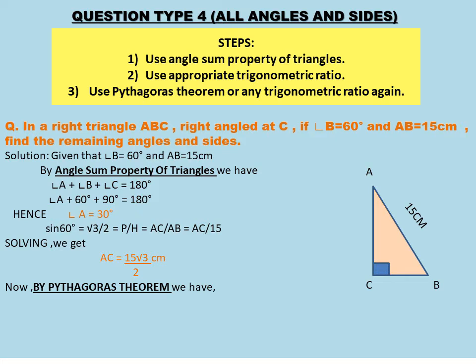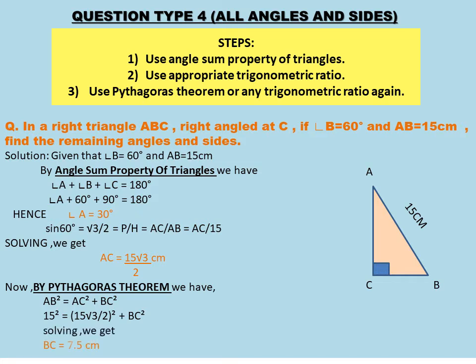And also you can use Pythagoras theorem, very famous theorem, that is applicable for your right angles. So you can use that as well. That is hypotenuse square is equal to base square plus perpendicular square. That means AB square is equal to AC square plus BC square in this case, right? So AB is given to be 15. AC you just have found out 15 root 3 by 2, and BC you need to find.